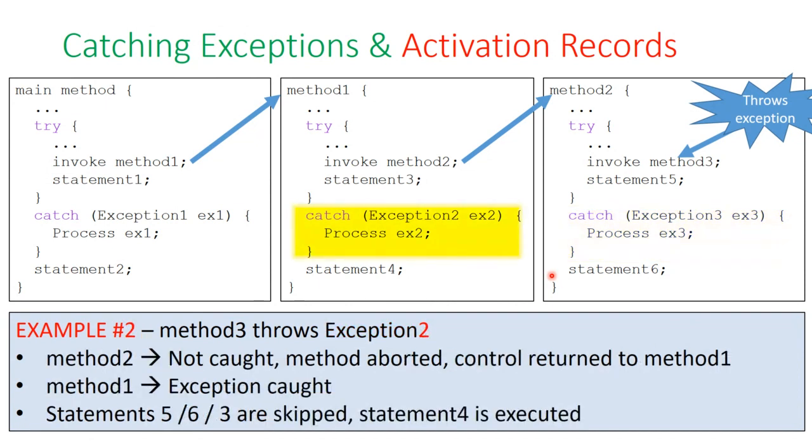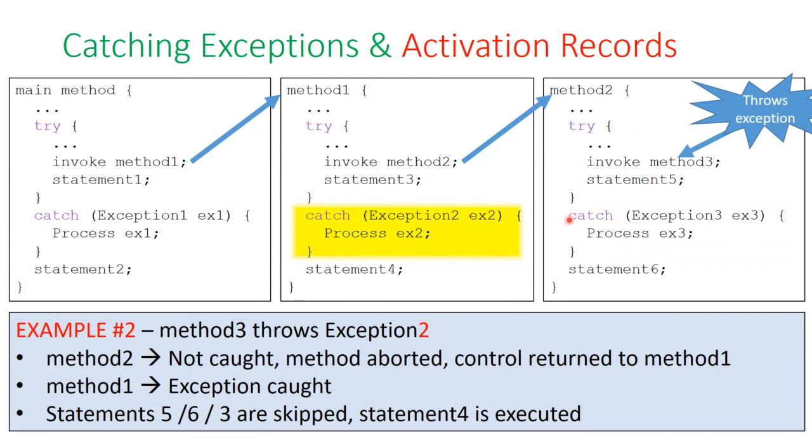Now, more interesting, example number 2. What if method 3, still the same method raising the exception, this time raises an exception called exception 2? Again, it's a made-up name. All that matters is that exception 2 is not exception 3. That's what matters to us right now. So when I throw the exception, I break out of method 3, I abort method 3, and I'm back here inside method 2, right where I called method 3.